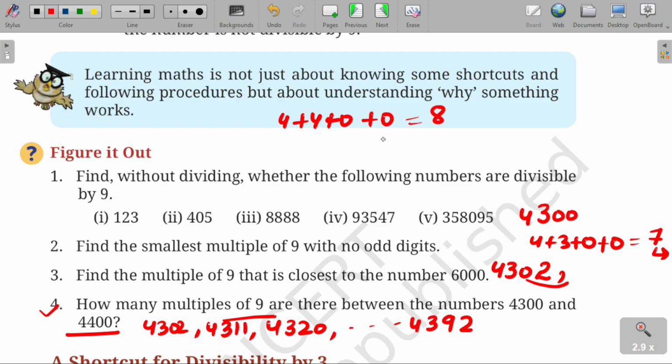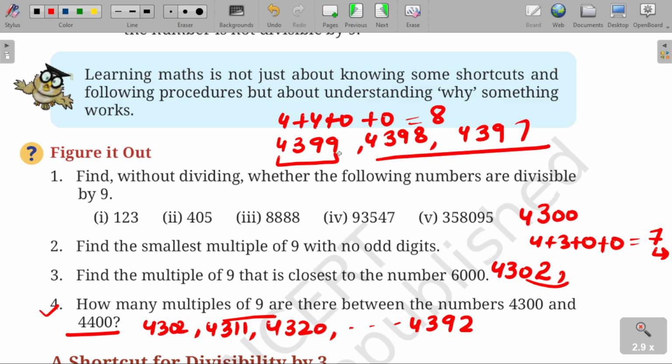तो सम ऑफ टर्म्स 4400 से छोटी टर्म फाइंड आउट करनी है। 4400 से छोटी 4399 होगी, ऐड करके चेक कर लेना। फिर 4398 होगी, 4397, इन सबको चेक करना पड़ेगा। व्हेन यू ऐड ऑल द डिजिट्स यू विल गेट टू नो कि 4397 ही सबसे 4400 से छोटा नंबर है जो मल्टीपल ऑफ 9 है, ठीक है? तो ये कितने हैं? हाउ मच आर दे?